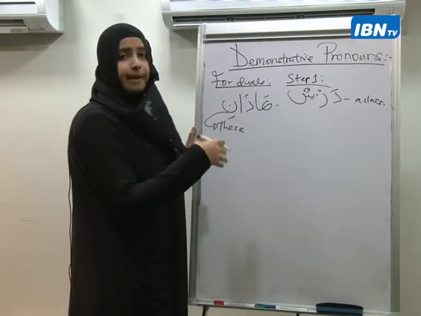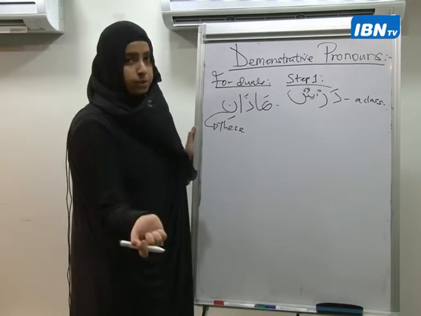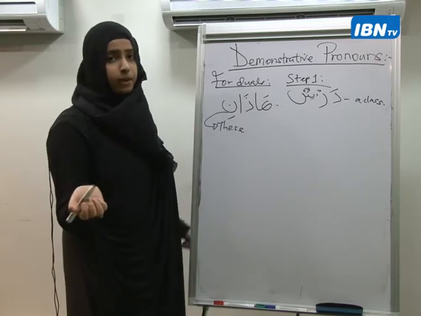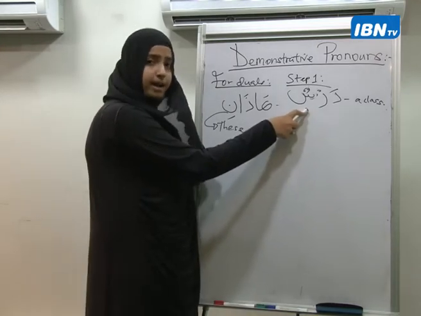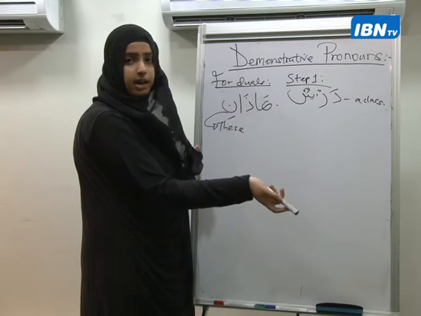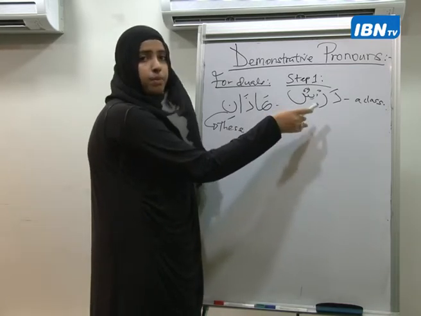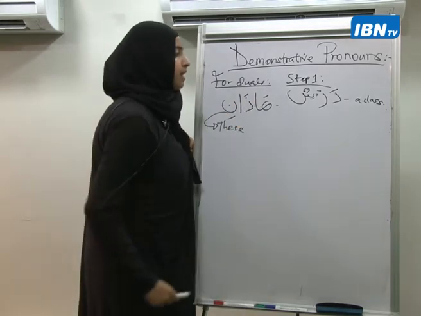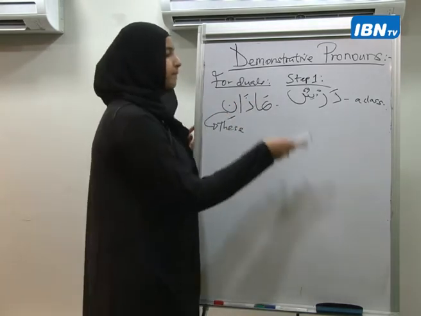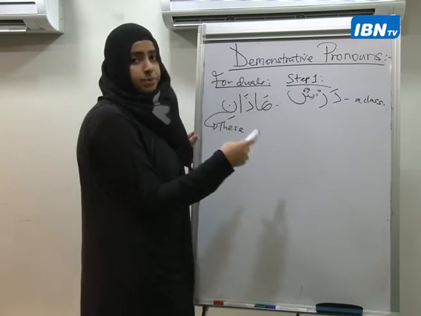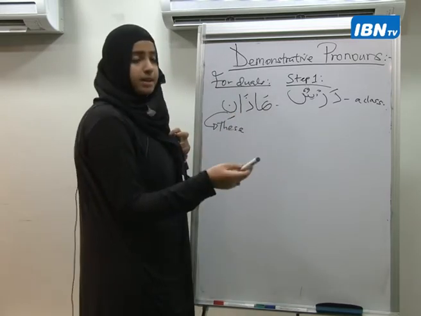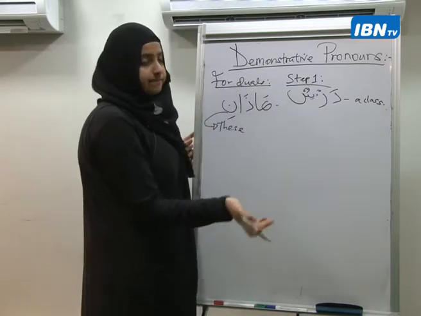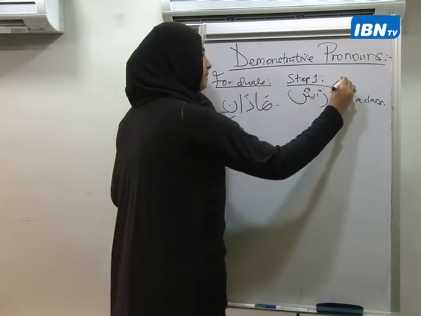Right, so then I'm going to convert it into dual. That means 2 classes. So first thing, what am I going to do? Is this now muannath or is it a mudhakkar? This noun here is a mudhakkar. This noun is masculine. And why is it masculine? It is masculine because it does not end with a ta marbuta at the end. So I've already identified this noun here is masculine.